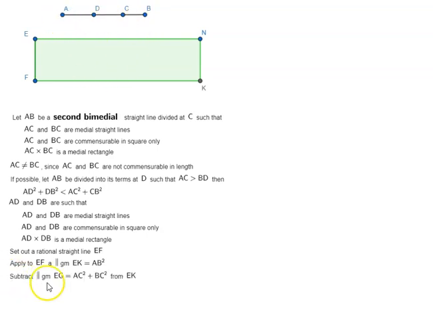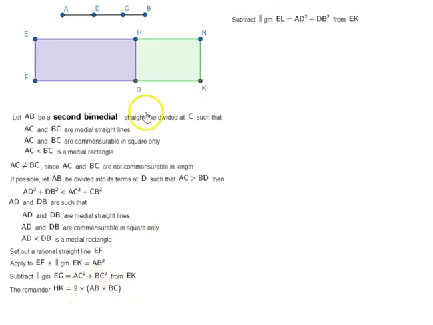Now subtract parallelogram EG from EK equal to AC square plus BC square. Again, let's subtract it. So EG is the parallelogram equal to AC square plus BC square. The remainder, since we have subtracted EG from EK, the remainder HK will be equal to 2 times AB by BC. Because remember, the whole thing is AB square. And EG is AC square plus BC square. So that means the remainder will be 2 times AB by BC.